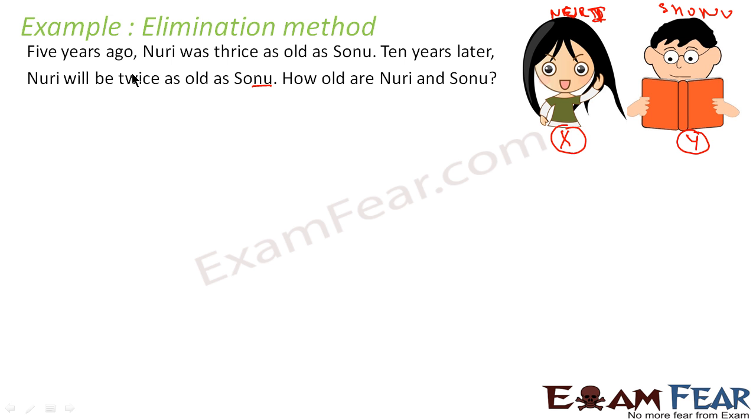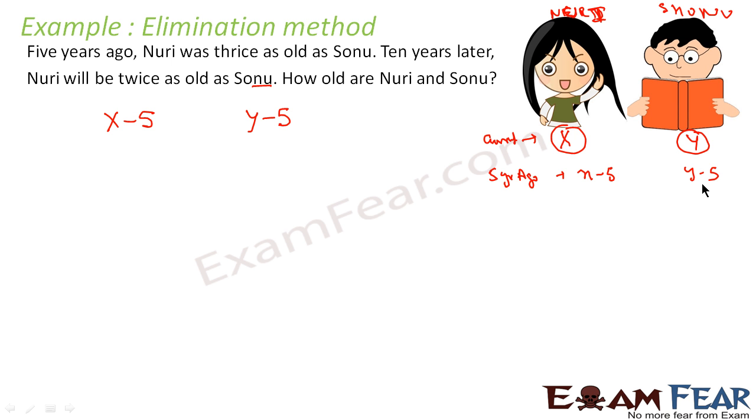5 years ago, Neeru's age was thrice Sonu's. So if the current age of Neeru is X and the current age of Sonu is Y, 5 years ago the age of Neeru was X minus 5 and the age of Sonu was Y minus 5, correct? This is the current age and this is 5 years ago. This becomes X minus 5 and this becomes Y minus 5.